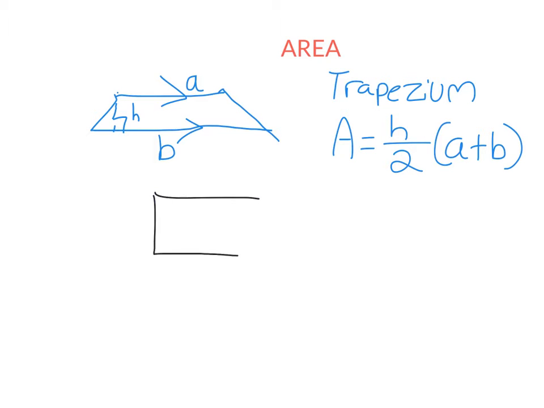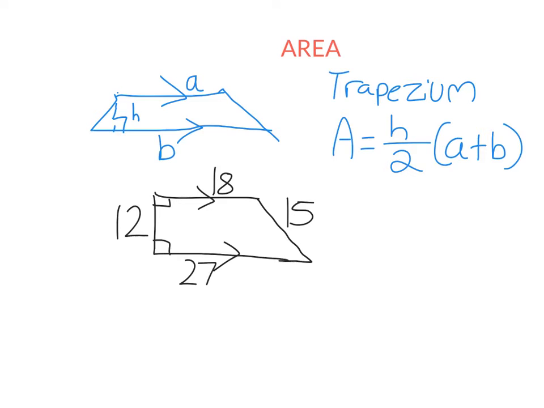So I'll draw a trapezium like this. Note, this is still a trapezium because it has only one pair of parallel sides, even though it's got some right angles. It's clearly not a rectangle because it doesn't have 4 right angles. It only has 2 right angles. So let's say I'm going to call this one 15, this one's 12, and we'll call this one 18 and 27. Okay, so I'm going to find the area of this shape.